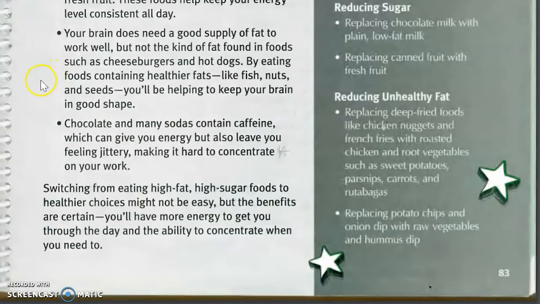Chocolate and many sodas contain caffeine, which can give you energy, but also leave you feeling jittery. That's where you kind of shake and you feel uneasy, making it hard to concentrate on your work. Switching from eating high-fat, high-sugar foods to healthier choices might not be easy, but the benefits are certain. You'll have more energy to get you through the day and the ability to concentrate when you need to.